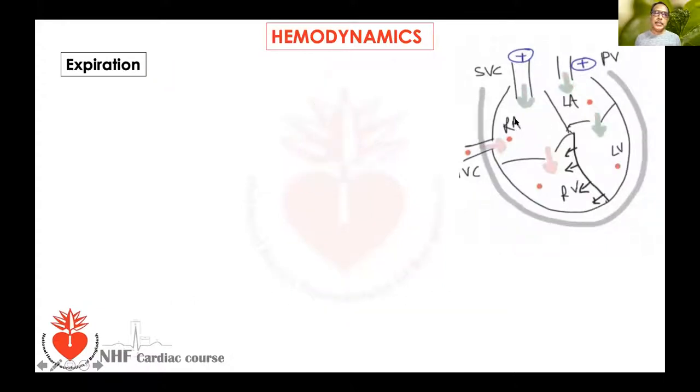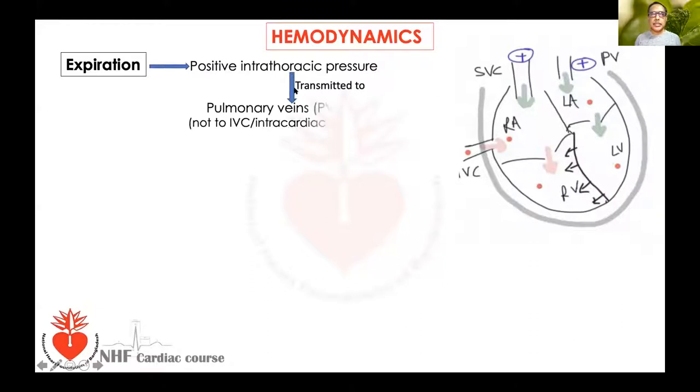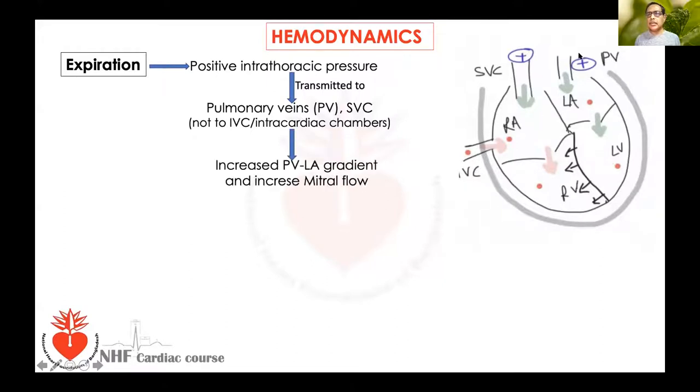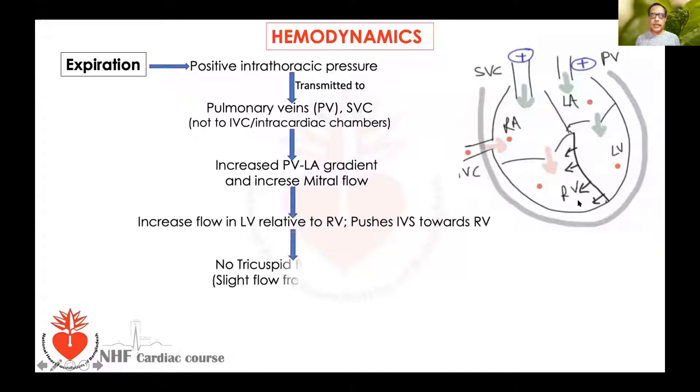So what happens during expiration is almost opposite. Here also during expiration, the positive intrathoracic pressure is transmitted again to pulmonary vein and SVC, not to the chambers or IVC. So now there is a gradient from pulmonary vein to LA. So blood flows from pulmonary vein to LA to LV. So the septum pushes towards the RV. There is no blood flow through IVC and very, very little blood flow from SVC. So RA, RV pressure decreases, and LV pressure rises, and the septum pushes towards the RV.